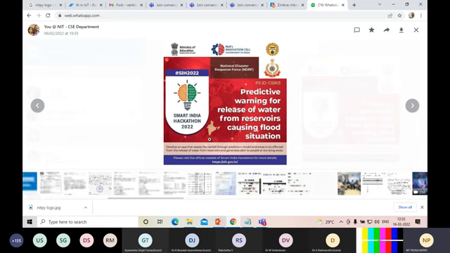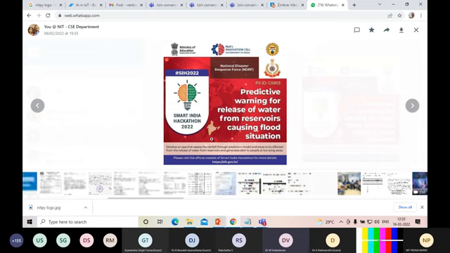Predictive warning. Yes, we can see this is a recent announcement by NDRF, National Disaster Response Force. Ministry of Education, Government of India. There is an innovation cell at Government of India where they are trying to conduct the Smart India Hackathon 2022. The idea is predictive warning for release of water from reservoirs causing flood situations.